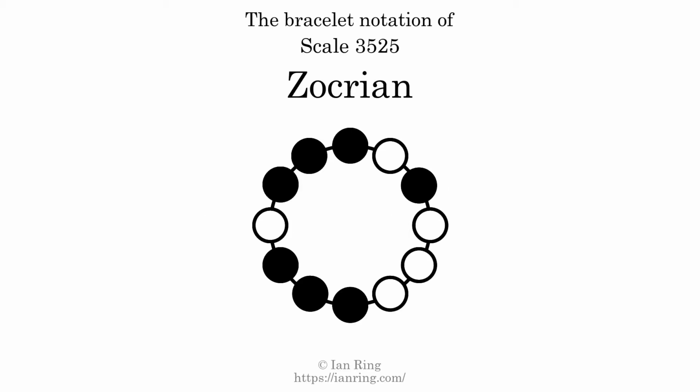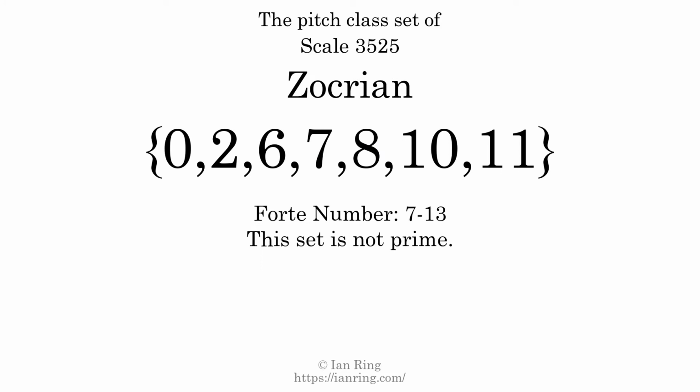This is a bracelet notation diagram of scale 3525. The shaded circles represent tones that appear in the scale, and they are read clockwise, starting at the top. The pitch class set for this scale is 0, 2, 6, 7, 8, 10, 11. The Fort class is 7, 13. This set is not prime.